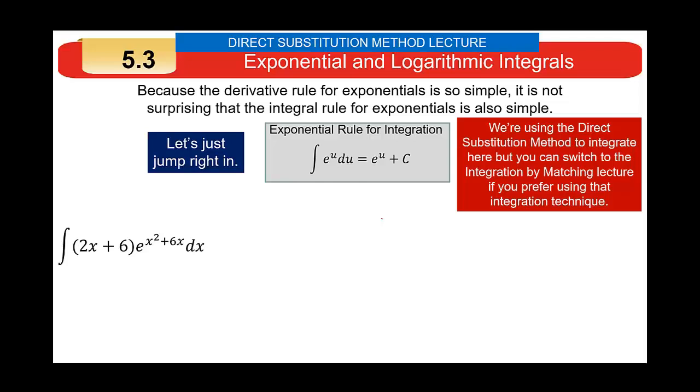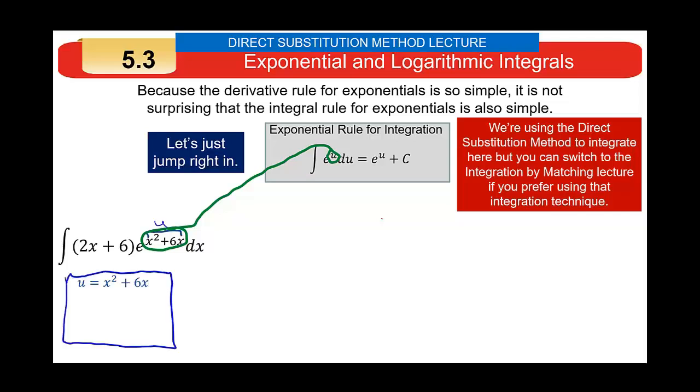How about this one? We've got the integral of the quantity 2x plus 6 multiplied by e to the power of x squared plus 6x. Same idea. U is equal to the exponent, so that would be x squared plus 6x. Set that equal to u. Compute the differential. That's (2x plus 6) dx. You need the parentheses around the 2x plus 6. There is a 2x plus 6 dx in the integrand, so we matched exactly already, just as an aside.